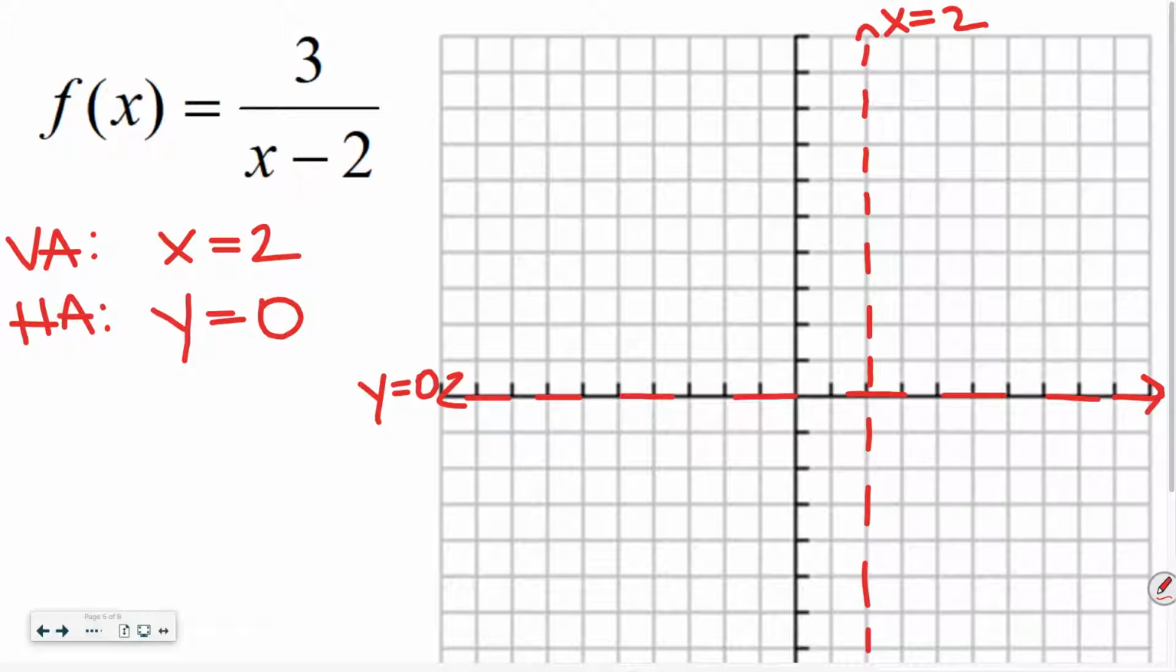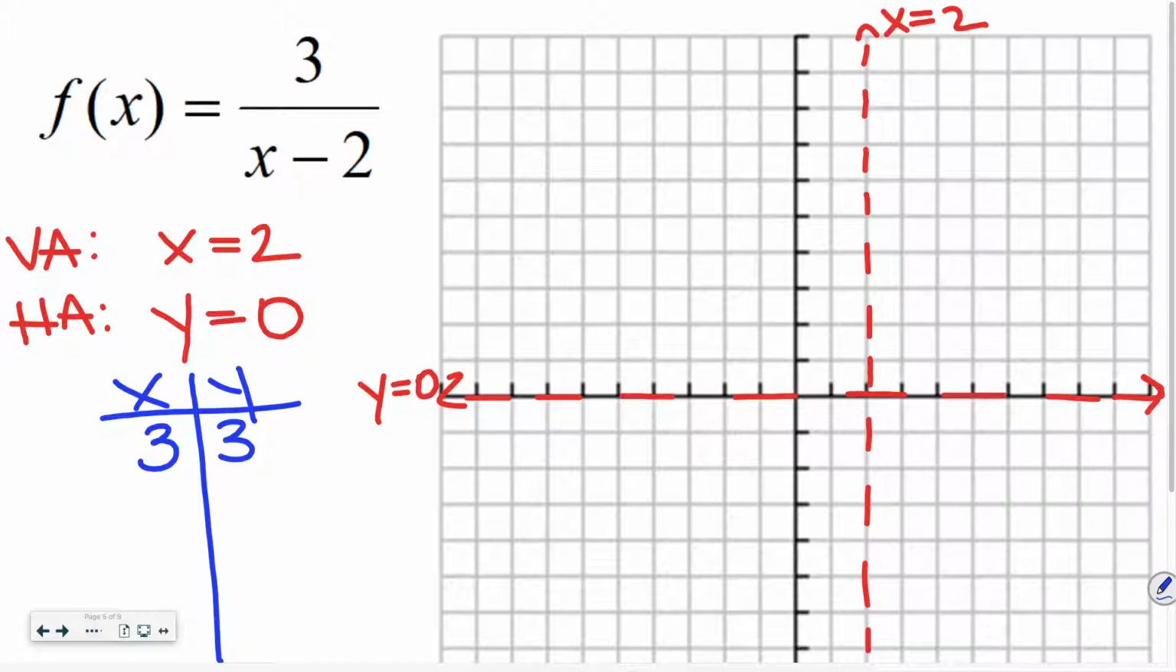Now we're just plugging and chugging. What I mean by 2 coordinates per section, we have a vertical asymptote. Pick 2 numbers to the right and 2 numbers to the left so we can create our shape. So, our vertical asymptote is at 2. What's to the right of 2? 3. Excellent. What do we get when we plug in 3? 3 minus 2 is 1, right?